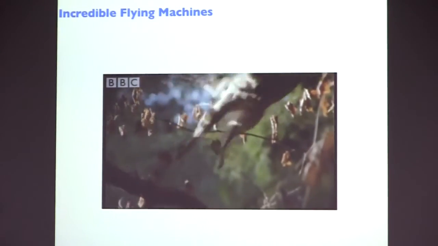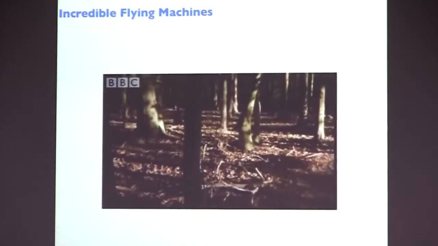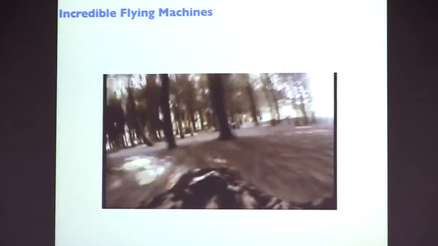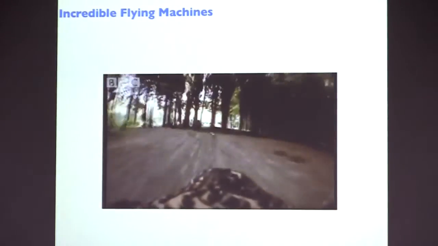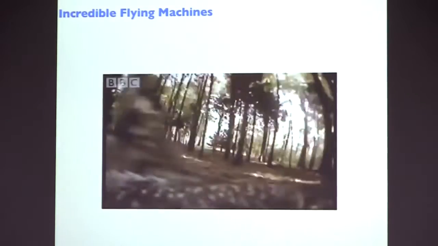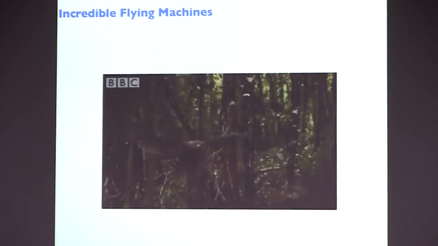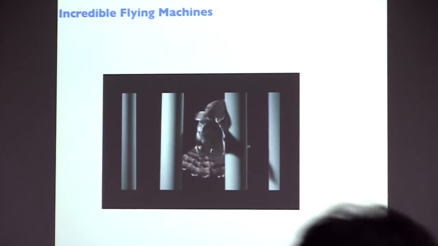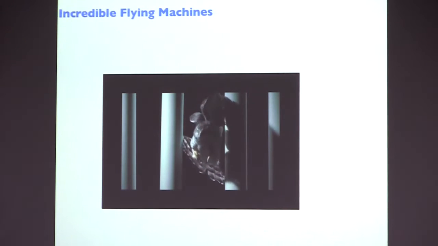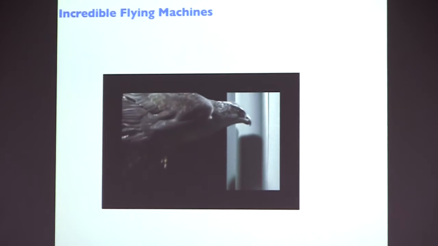So I care about birds. I like bird-scale ornithopters because birds just do amazing things. This is a goshawk that can fly through forests. It's the predator of the forests, and they're just beautiful to watch. You don't see any UAV that can do these kinds of things. Watch how rock steady his head is as he goes through these obstacles.